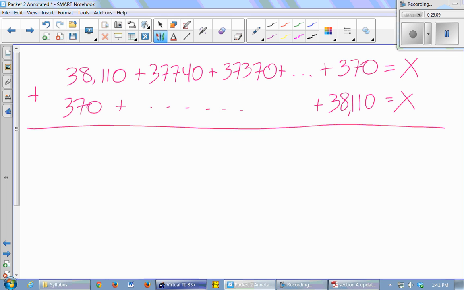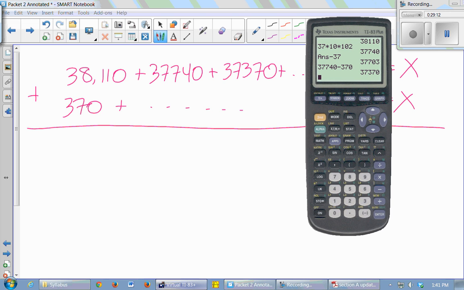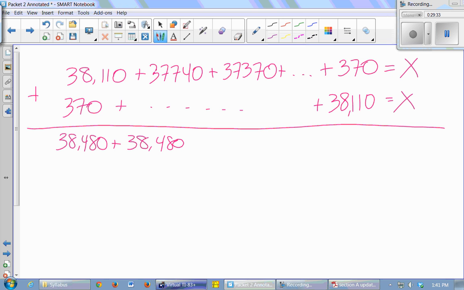$38,110 plus 370 is $38,480. And $37,740 plus 740 is also going to be $38,480. And 370 plus $38,110 is $38,480. And what's X plus X? No, 2X. Yeah, X times X is X squared.